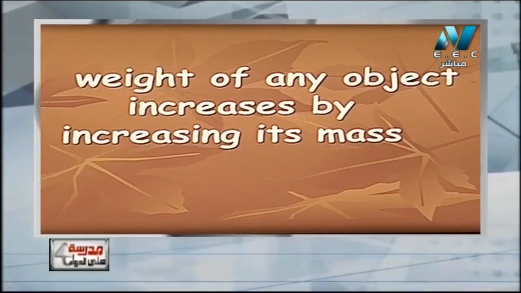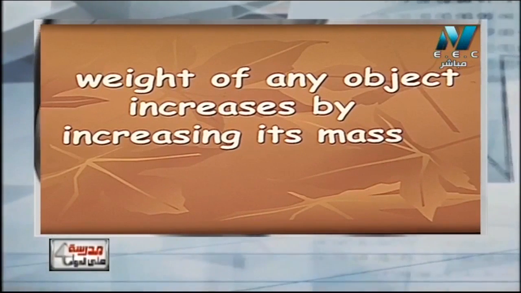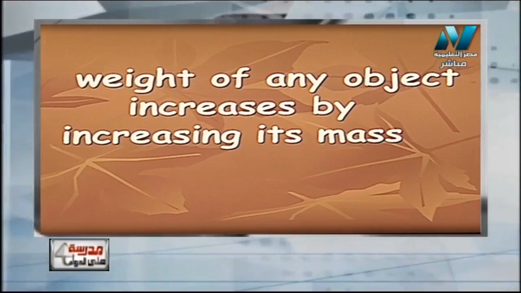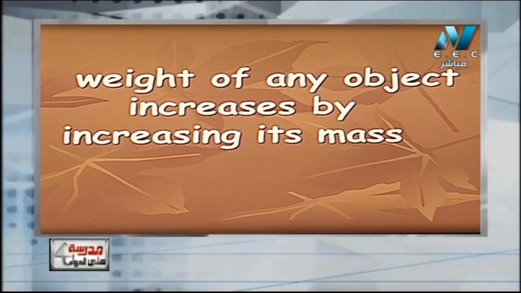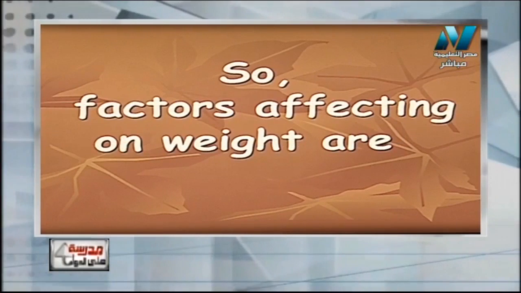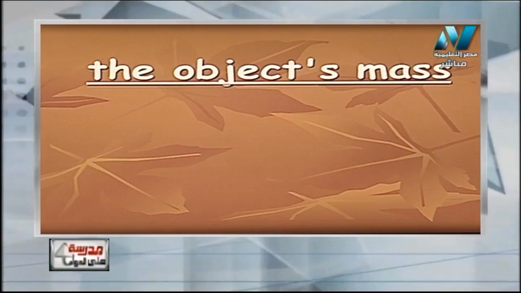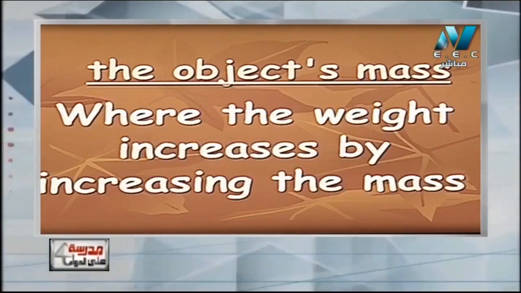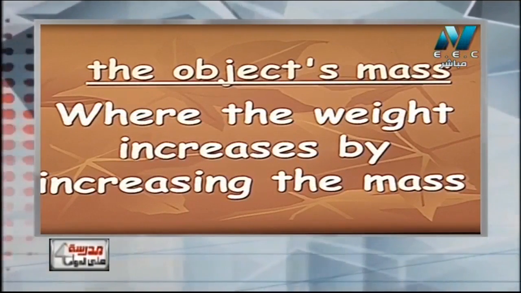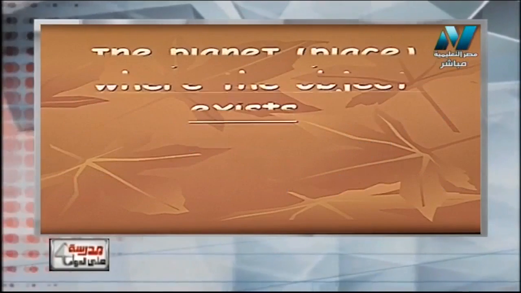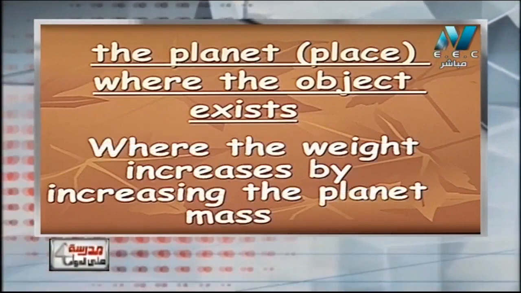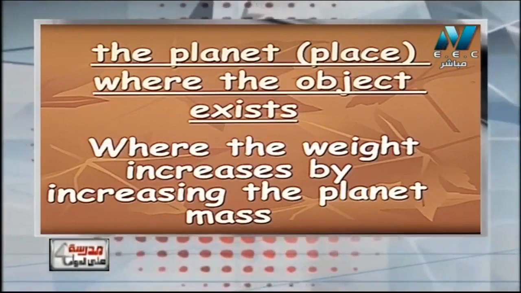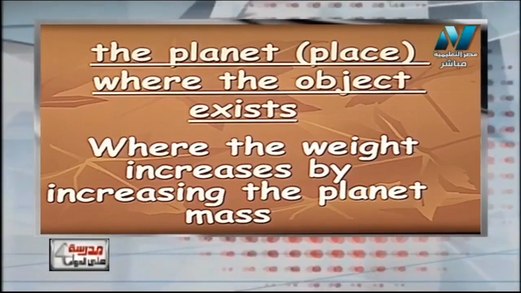So now, the weight of any body increases by increasing its mass. So I can say weight changes or doesn't change from place to place. Sure, weight changes from place to place, but the mass is constant. So now, factors affecting weight. We have many factors, such as the object's mass, which we said a while ago. The weight increases by increasing the mass. Another factor is the planet or the place where the object exists, where the weight increases by increasing the planet mass. The weight always increases the bigger the mass of the planet.